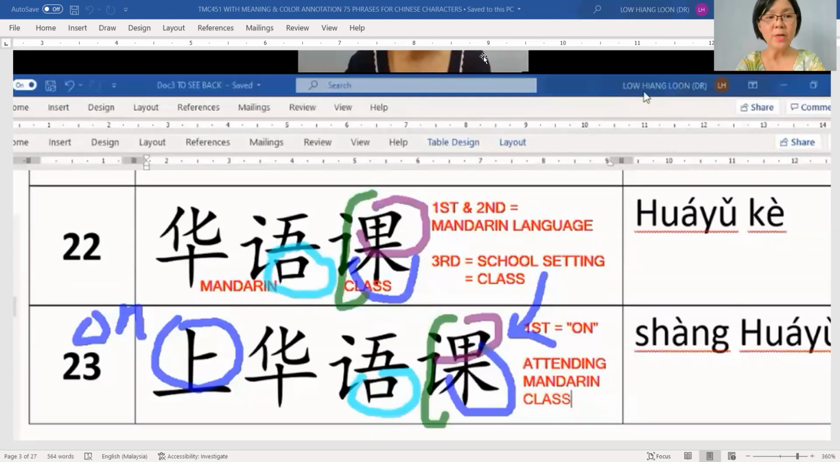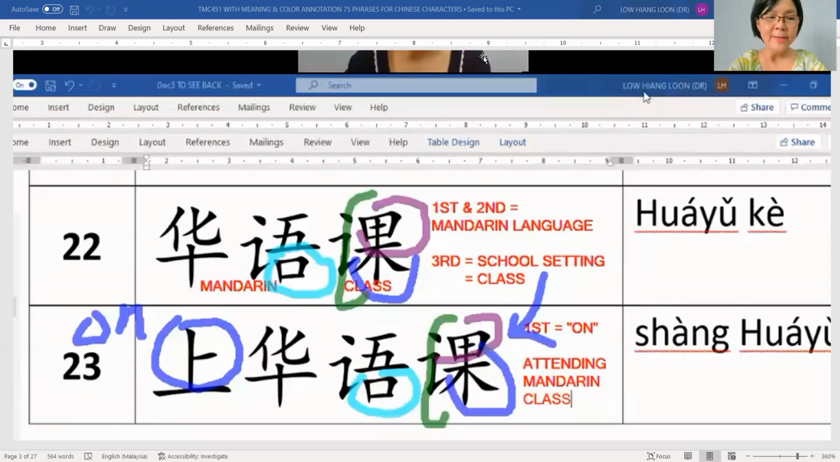Now, we come to round three for the character learning, or 汉字, learning of Chinese characters for the 华语二. So, for the 22, teacher, hope you see the mouth, which is the foundation for the 华人. It means that the language is the foundation for the Huayu. So Huayu. And if you remember the big tree, the four classrooms, and the benches, so this is a class. Together, Huayu Ke, Mandarin class.